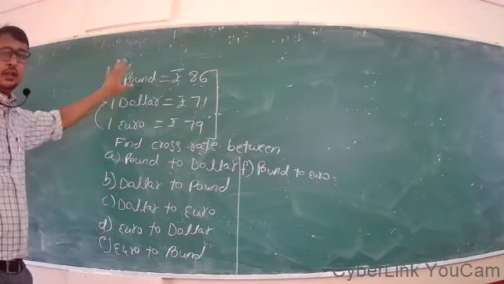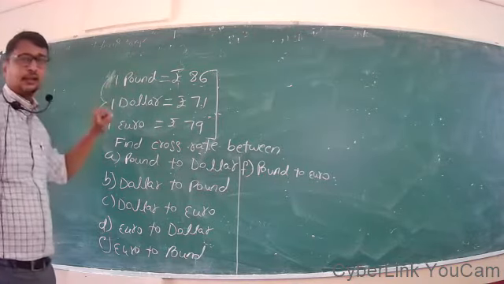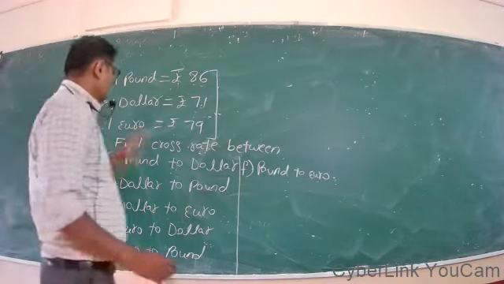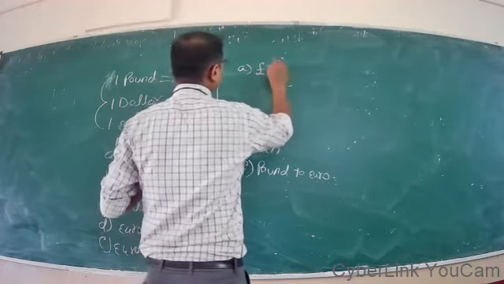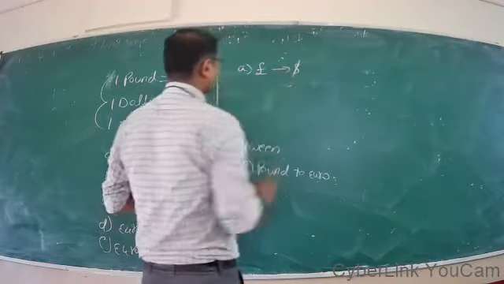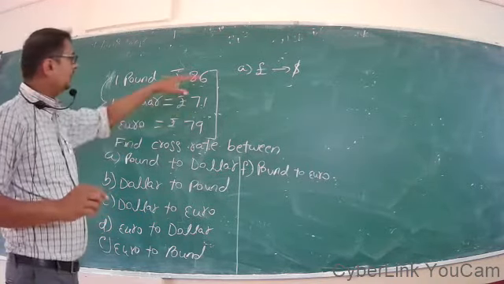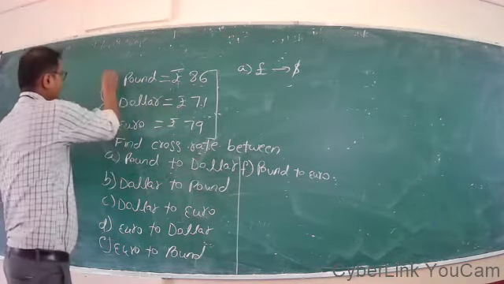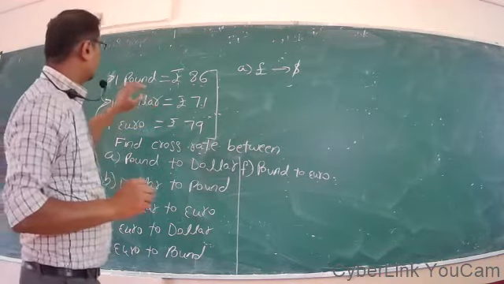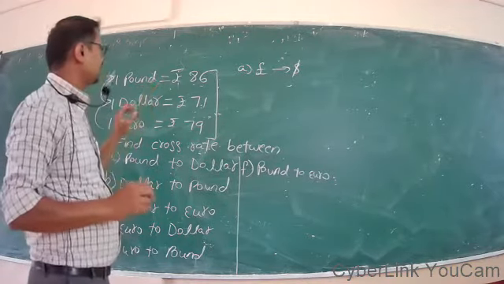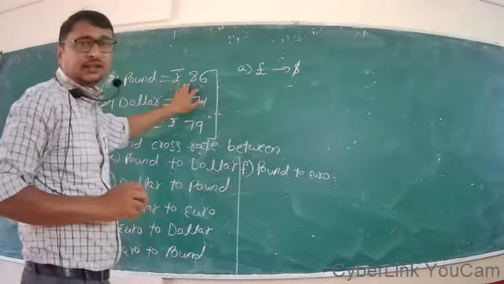So with the help of these three currency quotations, we need to find pound to dollar. We need to establish the relationship between these currencies. So how are we going to solve this? The first question they are asking is sterling pound to dollar. Pound to rupee is given, dollar to rupee is given, but they haven't given pound to dollar. So 1 pound is worth how many dollars?